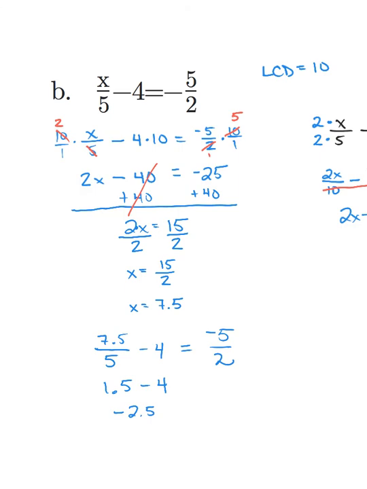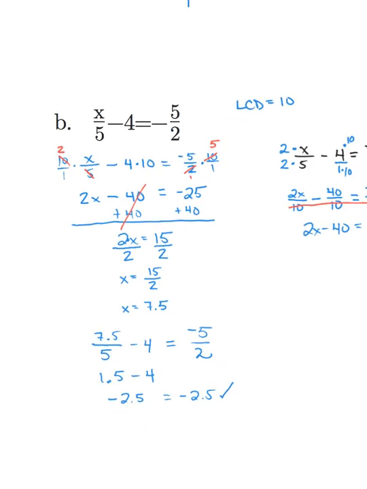Okay, good. We're done with the left side. So now let's look at the right side. In your calculator, plug in negative 5 divided by 2. And what do you get for your answer? You should get negative 2.5. That checks out. All we want to know is, does the left side equal the right side?